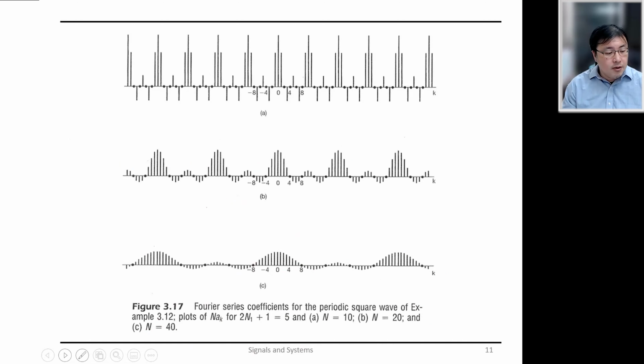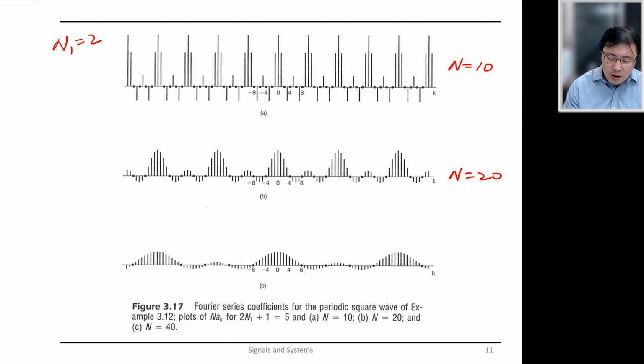So we actually have a couple of examples here. For all these examples, we're setting N1 equal to 2, but with different periods. This is N equal to 10, N equal to 20, N equal to 40. You can see that as this period increases, you're sampling this ratio of sinusoids at a denser and denser rate.